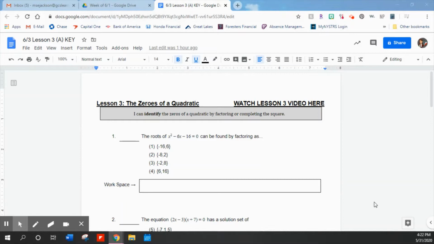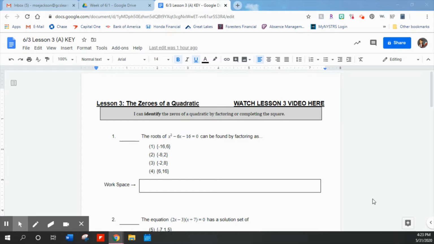Lesson 3, the zeros of a quadratic. Your learning target is I can identify the zeros of a quadratic by factoring or completing the square. So this is a real big practice lesson. I just wanted to go through some problems with you guys. That's why I made it a lesson, but you should be able to do this without my help. Just a reminder that zeros can also be called roots, solutions, or x-intercepts.